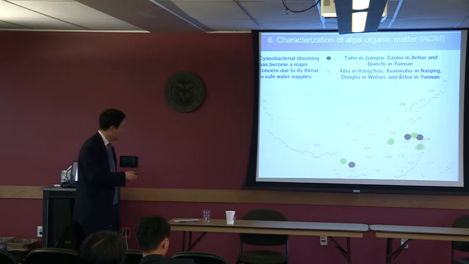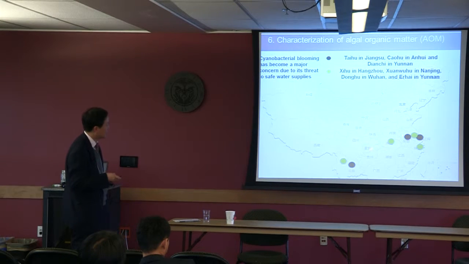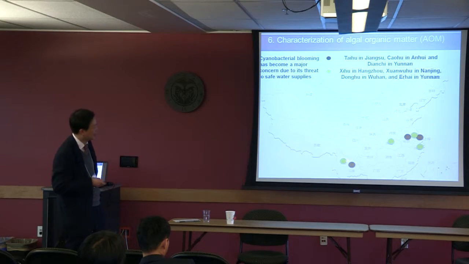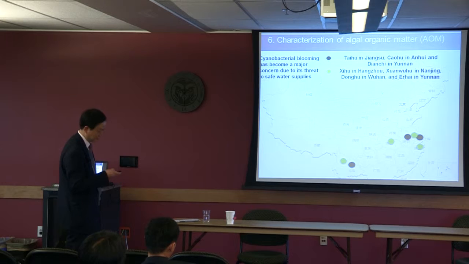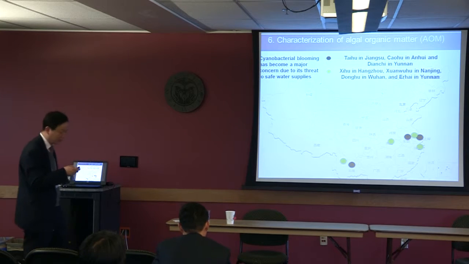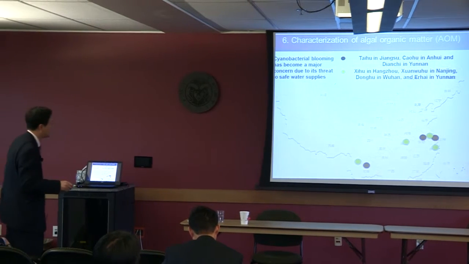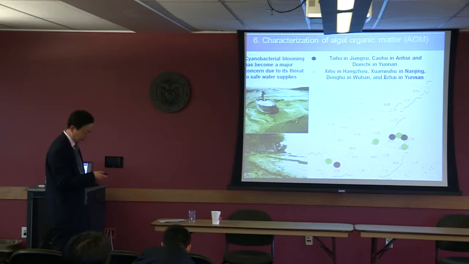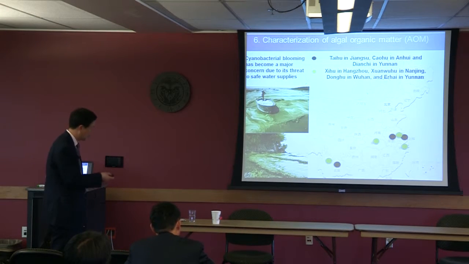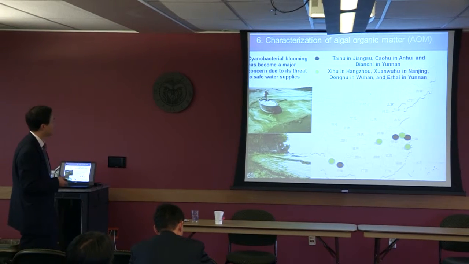So here it shows a bunch of spots. That means a lake here has the eutrophication problem. That's Taihu Lake and Erhai and Dianchi in Yunnan province. See, those are the horrible pictures once eutrophication occurs.